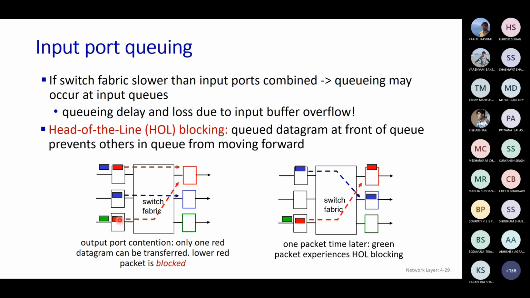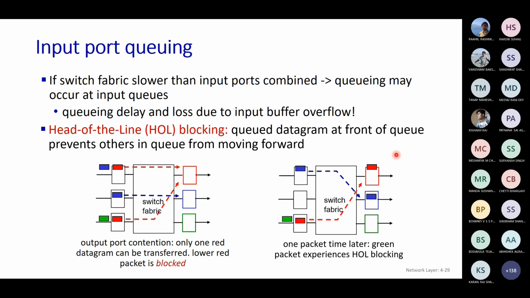This kind of situation, where a packet gets blocked because of some other packet which is ahead of it in the queue, at the head of the queue, is known as head of the line blocking. Okay, this is one feature of input queue. All right, I hope this is clear. This is a very important concept, so please take a look at this.